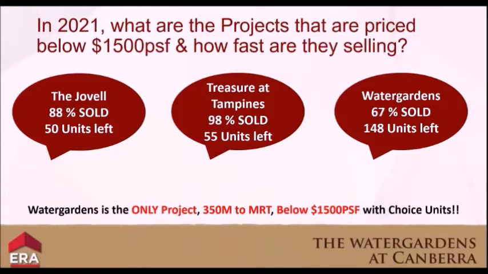For the comparison between Jovel, Treasure at Tampines, and Watergarden, Watergarden is the only one within 350 meters to the MRT that has units below 1,005 PSF and has 33% of stock available. We have the most number of units available in the market, 148 units left. That means that if you have a customer looking at 3 and 4 bedroom, Watergardens has ample selection, ample unit types for you to select.